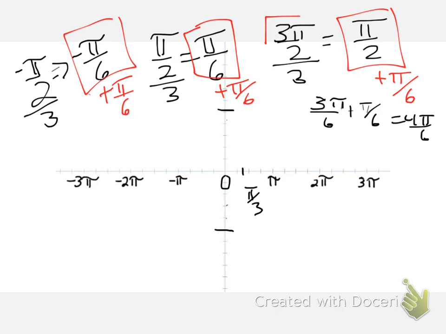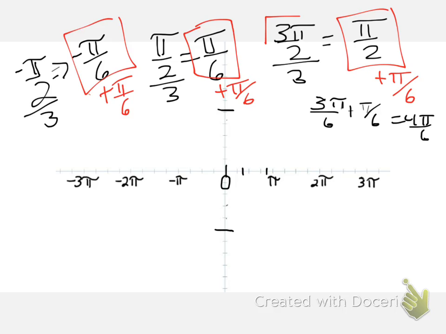Now 2 pi over 3: if we think of 3 pi over 3 as pi, it's actually going to be just a little behind pi, so I'm going to say right about there. So here are my 3 points, and as you can see, they're a little close together. So our graph is going to be fairly thin when compared to the original.